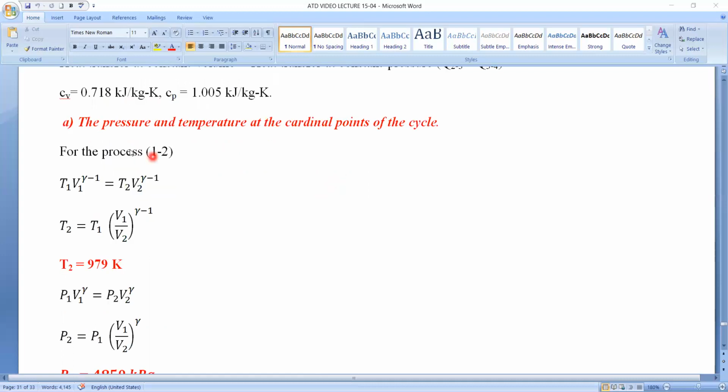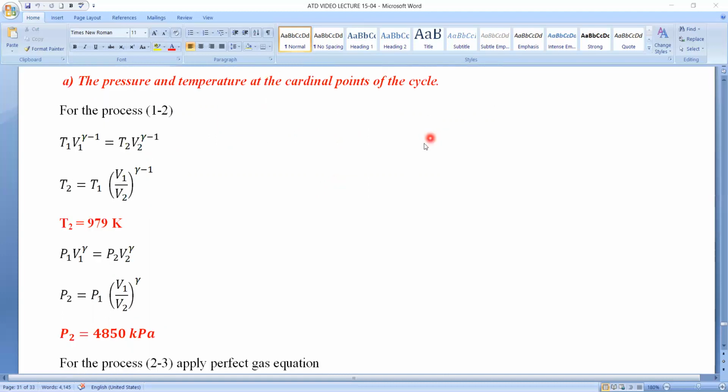In the first part, we are asked to calculate the pressure and temperature at all the coordinate points of the cycle. That means we have to calculate P2, T2, P3, T3, P4, T4, and P5, T5. At all the states, we have to calculate the pressure as well as the temperature. For the first process, 1 to 2, the adiabatic compression process, the TV relationship for an adiabatic process is T1 V1 raised to gamma minus 1 equals T2 V2 raised to gamma minus 1.